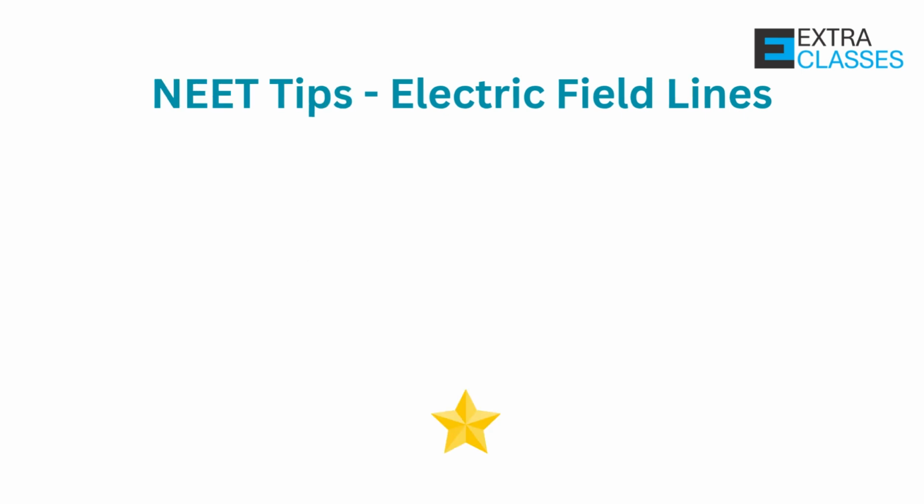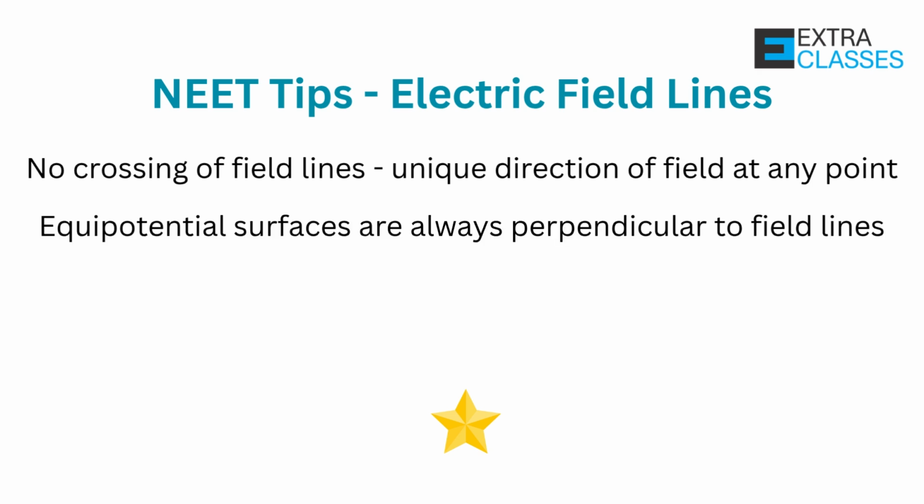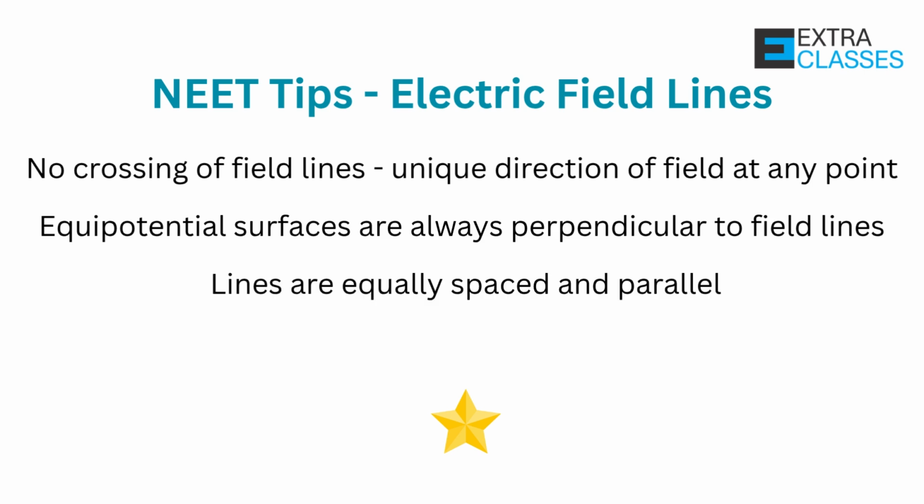Here are few important NEET tips. No crossing of field lines means unique direction of field at any point. Equipotential surfaces are always perpendicular to field lines. Parallel uniform field lines are equally spaced and parallel, for example, between two oppositely charged plates. Field inside a conductor is zero, so no lines exist inside it.